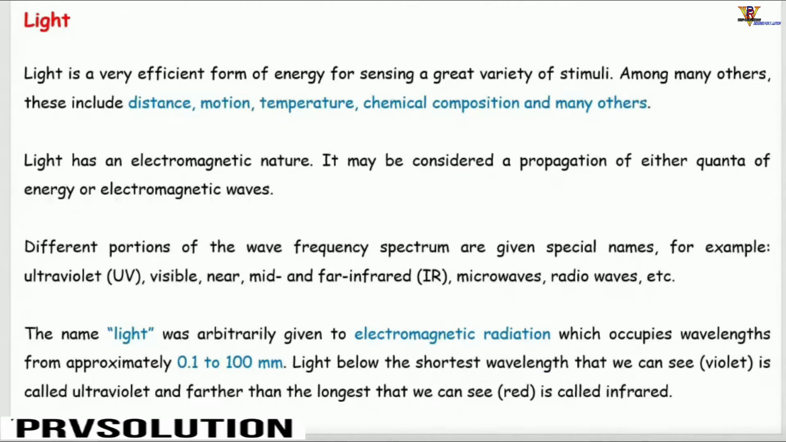The name light was arbitrarily given to electromagnetic radiation, which occupies wavelength from approximately 0.1 millimeter to 100 millimeter. Light below the shorter wavelength that we can see, what is the shorter wavelength? That is violet. Below it is called ultraviolet, and the longest that we can see is red, after which it is infrared.